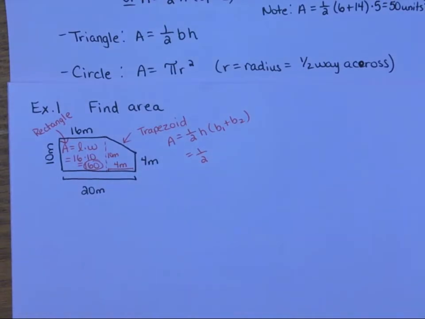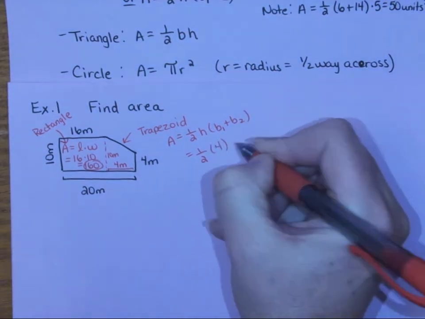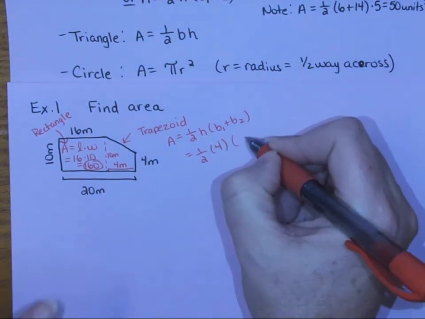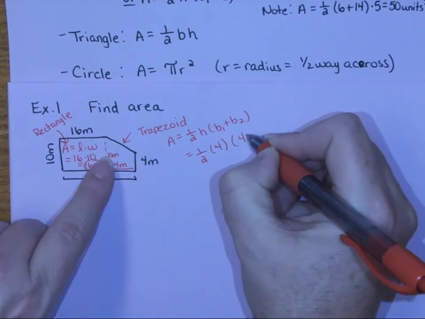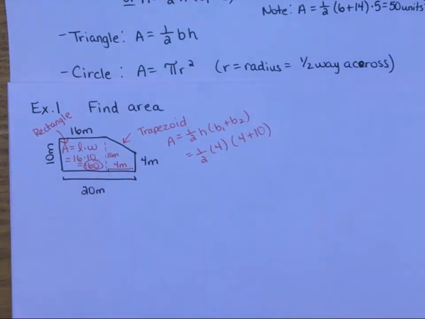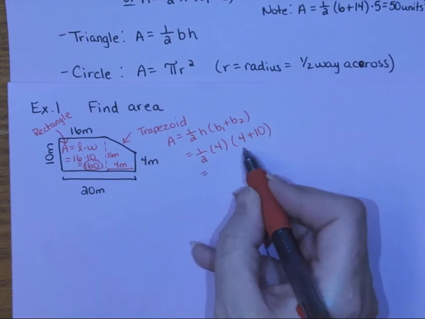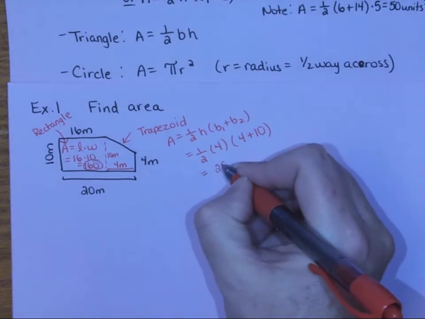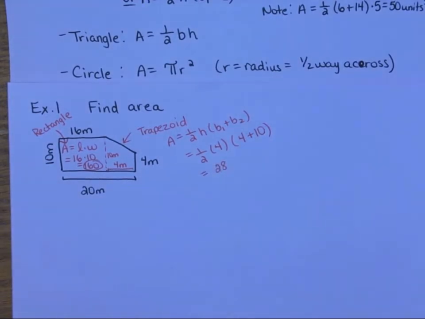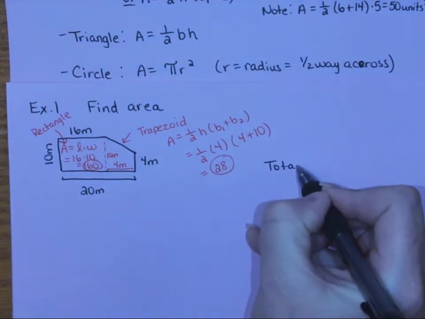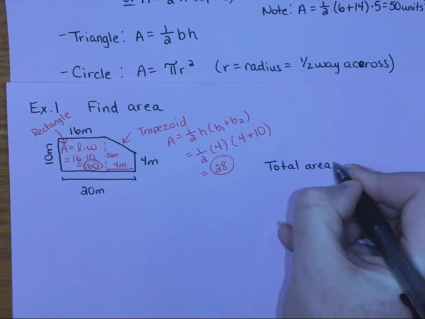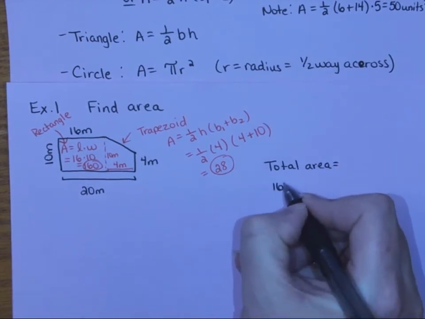So just pay attention that if you have the trapezoid turned on its side, the bases are parallel to each other and the height will be perpendicular to those. So notice that 4 meters is the height, right? And then if we take the sum of the two bases, this base is 4, this base is 10. So you end up getting 2 times 14 or 28. Okay, so I'm going to circle this guy too. So then the total area would just be 160 plus 28.